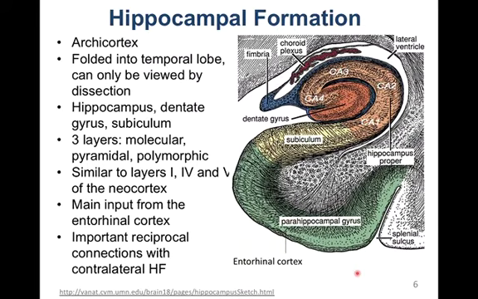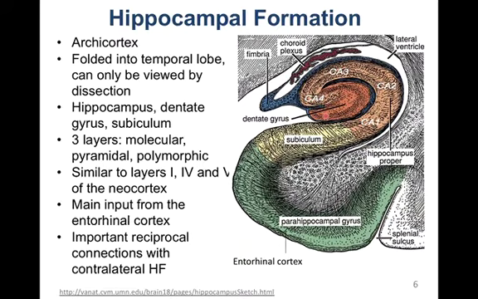So the hippocampus is archicortex. Okay, so that would have a smaller number of layers. If you wanted to see the hippocampus, you would need to dissect the brain. It can only be viewed via dissection because it's folded into the temporal lobe. And the hippocampal formation includes a few different structures, many of which we've seen before.